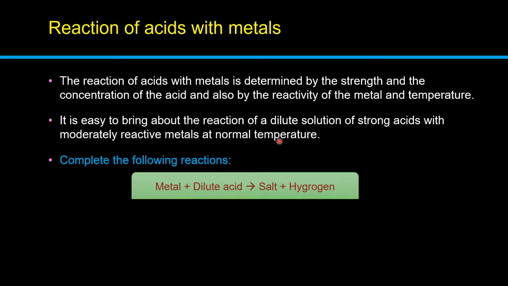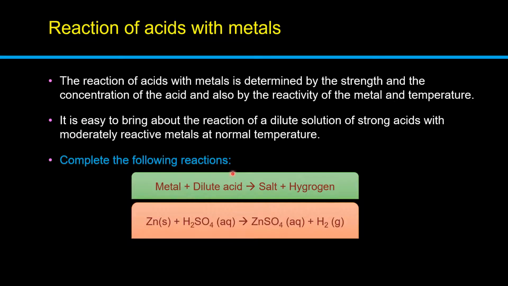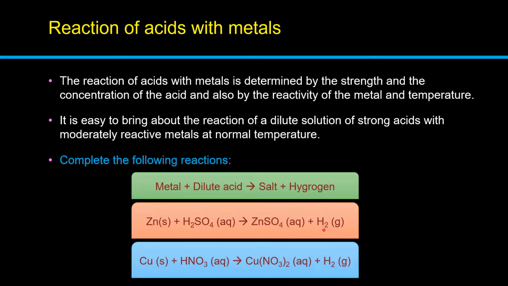The general reaction is a metal reacts with a dilute acid to form salt and hydrogen gas will be evolved. So what will be the action of zinc metal with sulfuric acid, children? It forms the salt zinc sulfate and hydrogen gas will be evolved. In the same way, copper will react with nitric acid to form copper nitrate salt and hydrogen gas.